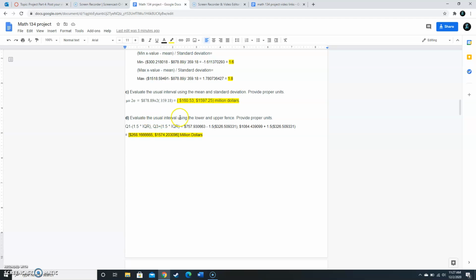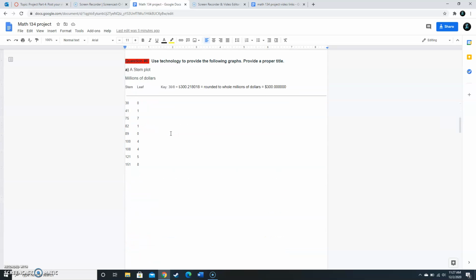D was evaluate the usual intervals using the lower and upper fence and provide the proper units. So for this you do Q1 minus 1.5 times the IQR and Q3 plus 1.5 times the IQR, and my intervals ended up being $268.1666665 million and $1,574.203096 million.